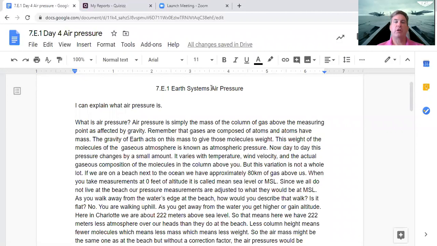So today we're talking about air pressure. Here's your statement: I can explain what air pressure is. Well, first we've got to ask, what is air pressure? Air pressure is simply the mass of the column of gas above the measuring point as affected by gravity.